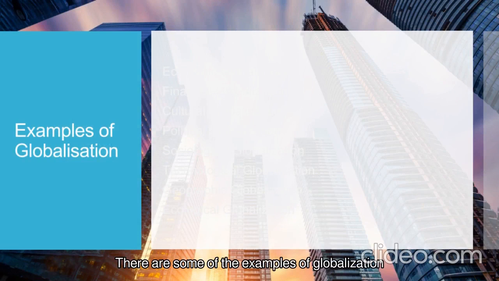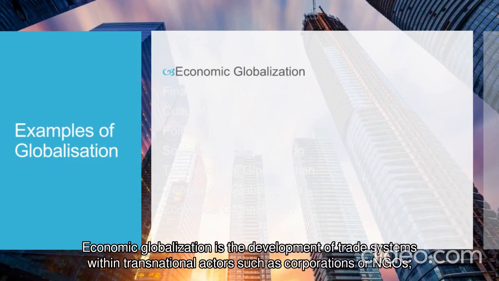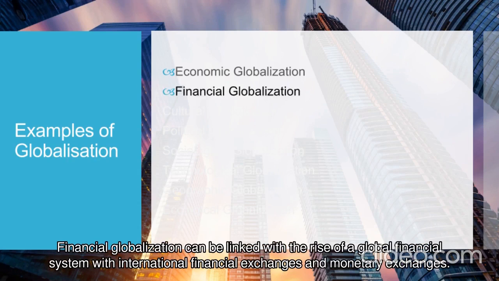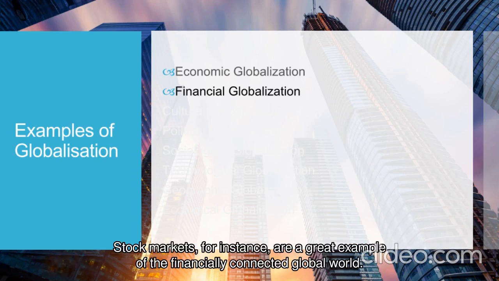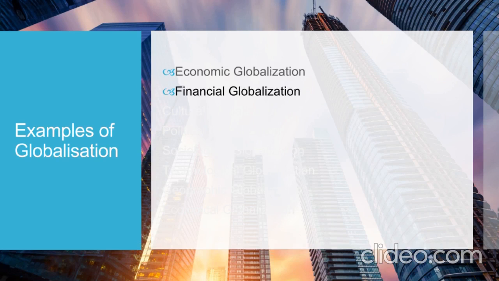There are some of the examples of globalization. Economic globalization is the development of trade systems within transnational actors such as corporations or NGOs. Financial globalization can be linked with the rise of a global financial system with international financial exchanges and monetary exchanges. Stock markets, for instance, are a great example of the financially connected global world.